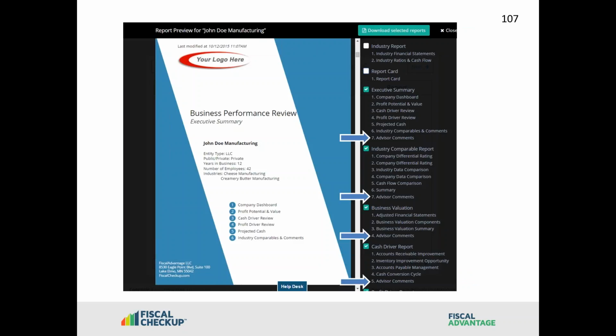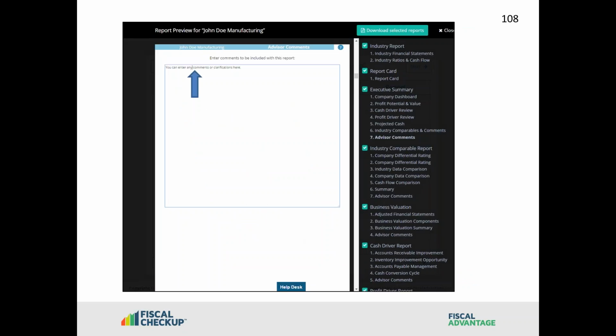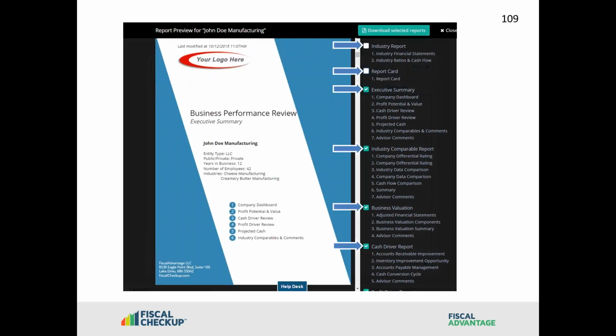The last section of each report is a free text field where the person preparing the report can add comments or an explanation before the report is printed. When you click on one of the Advisor Comments sections, it opens a window on the left-hand side of the screen where you can enter comments or clarifications. You can enter the comments now or later after reviewing each report.